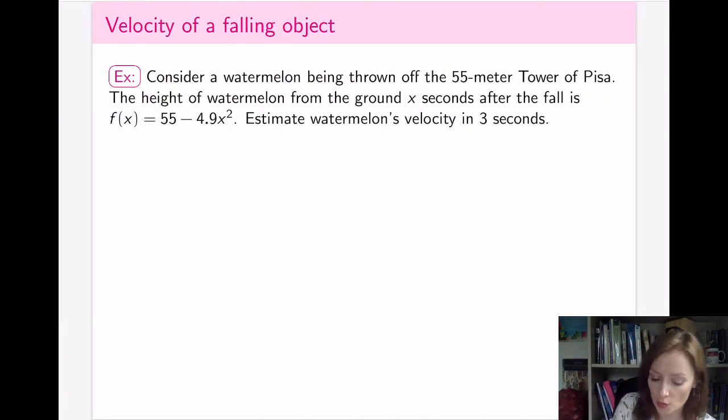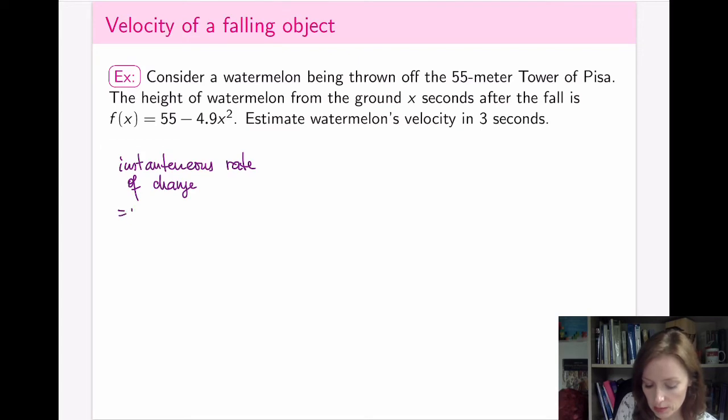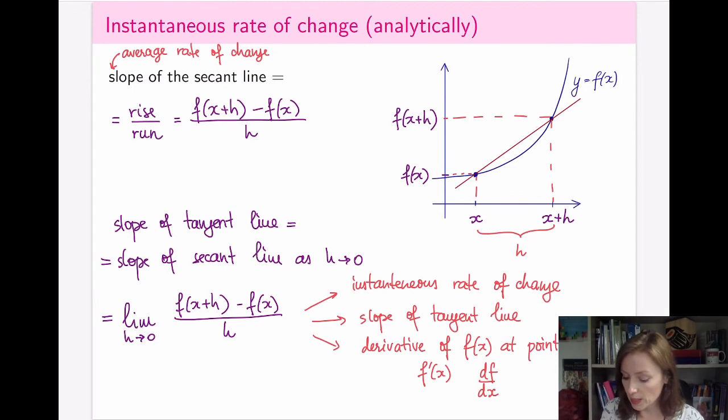Okay, so let's write this down. Instantaneous rate of change, which will give us instantaneous velocity, not average velocity, but actually instantaneous velocity. Now, going back to this previous slide, I had 2 points, x and x plus h, and I needed this h to go to 0. I needed the difference between the 2 points to go to 0.